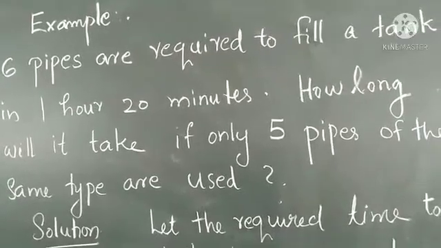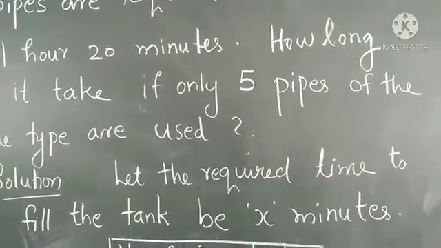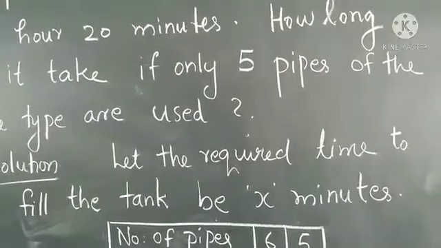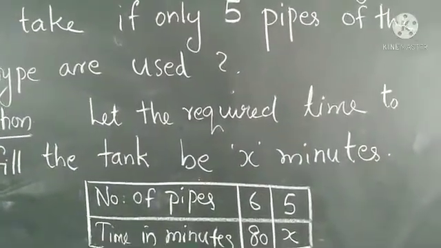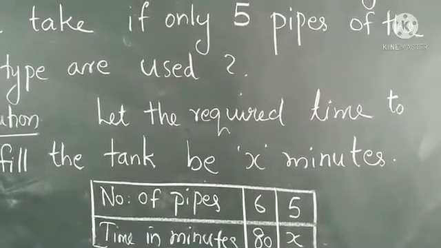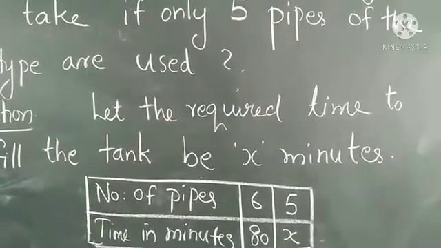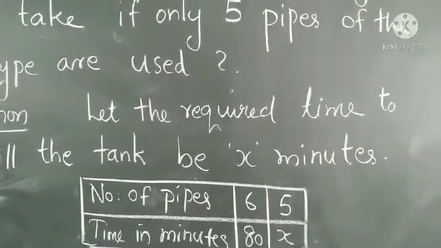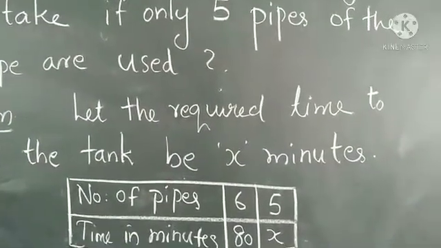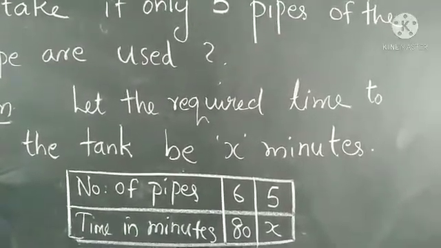Here we assume that the required time to fill the tank will be x minutes. Then we can prepare a table: number of pipes and time in minutes. Two columns, in which when 6 pipes are used, the time is 80 minutes. Then when 5 pipes are used, we have to find the time.